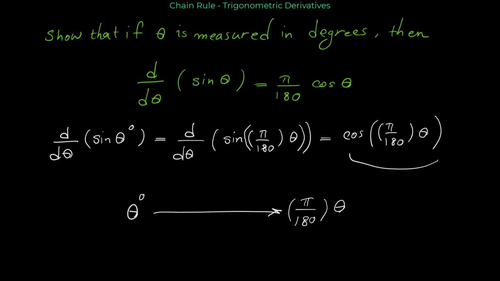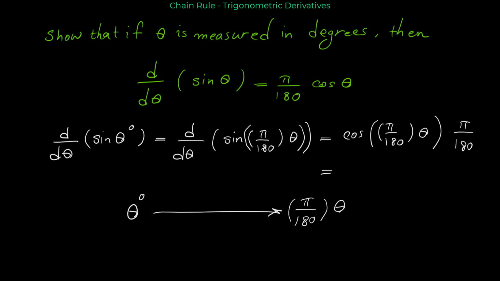The derivative of pi over 180 times theta is pi over 180, because pi over 180 is a constant and theta is the variable. For example, what is the derivative of 4x? It's just 4, because the derivative of x is 1. Same thing here. Pi over 180 is like a number. When you take the derivative of pi over 180 times theta, the derivative of theta is 1, so the derivative is just pi over 180.